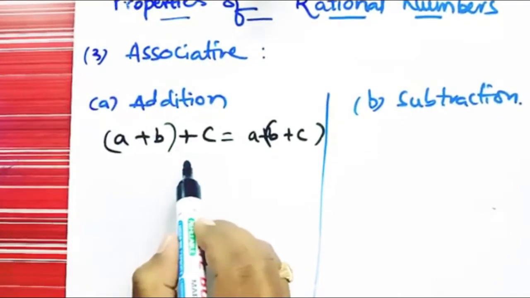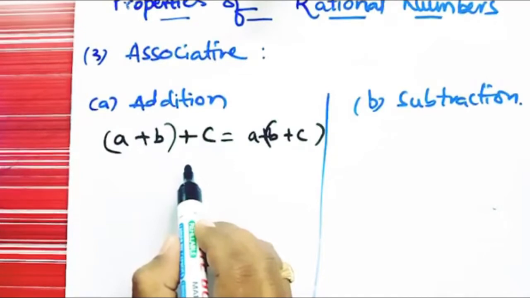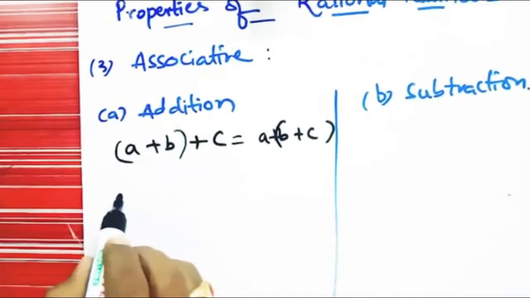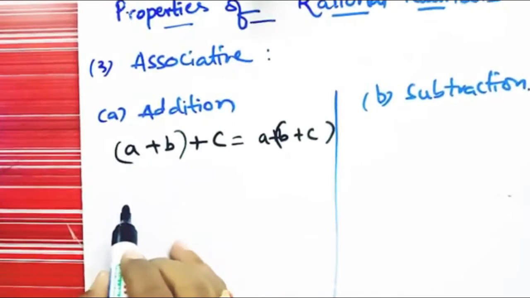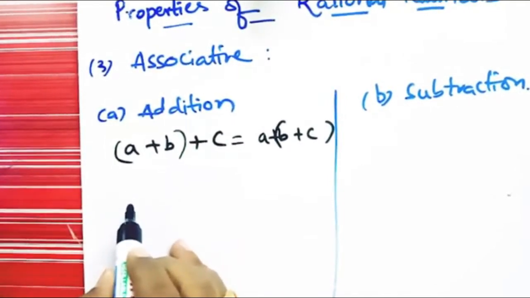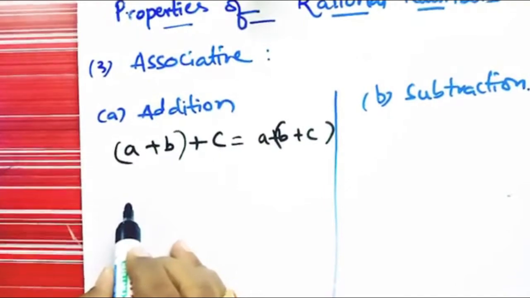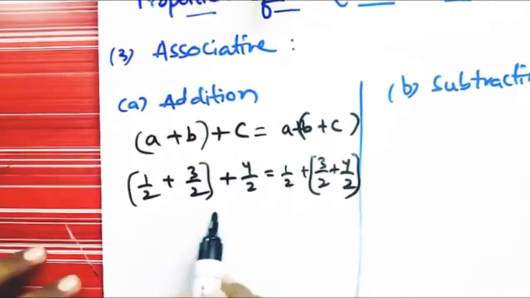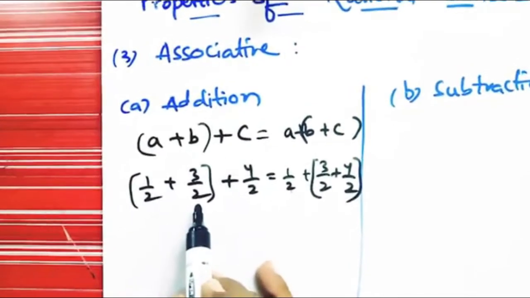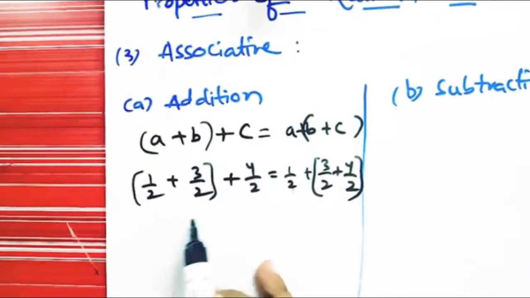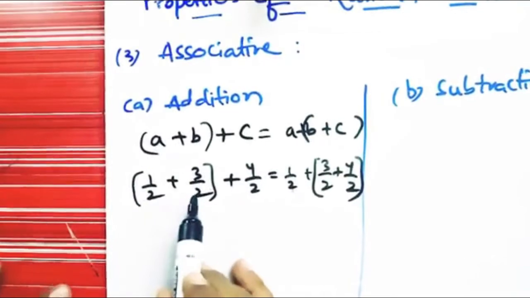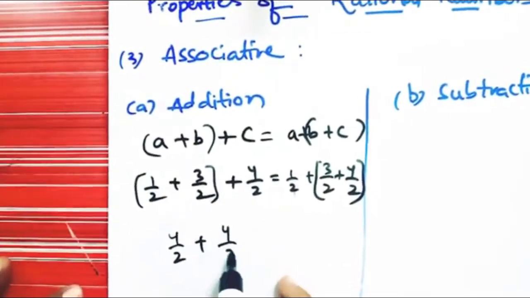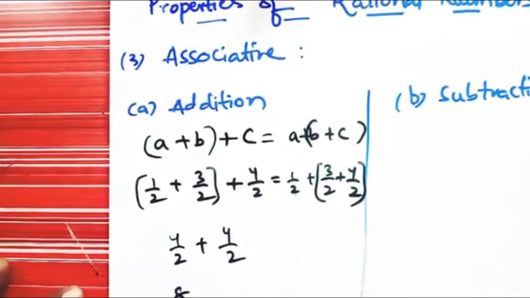Now we will check this property for addition, subtraction, multiplication and division. First, addition. Let me take some examples for a, b, c: a is 1 by 2, b is 3 by 2, and c is 4 by 2. First we add the first and second numbers: 1 plus 3 is 4 by 2, plus the third one, 4 by 2. That answer is 8 by 2, which gives 4.